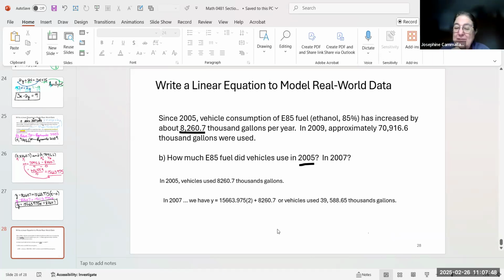Hopefully you have understood and do the best that you can on the story problems. Okay? And remember that little phrase, after 2005, means 2005 is our 0 marker. That's our 0 marker. That is our y-intercept.